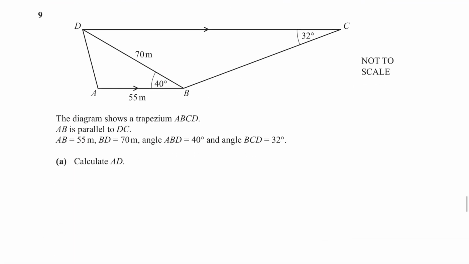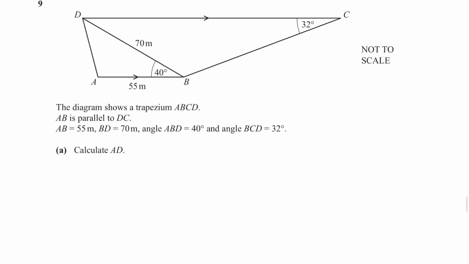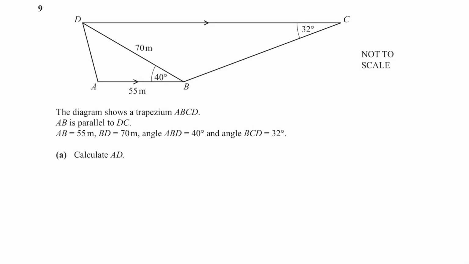Question 9. The diagram shows a trapezium ABCD. AB is parallel to DC. AB equals 55 meters. BD equals 70 meters. Angle ABD equals 40 degrees. And angle BCD equals 32 degrees. Make sure you read this part of the question properly and observe the diagram before you start solving the questions.